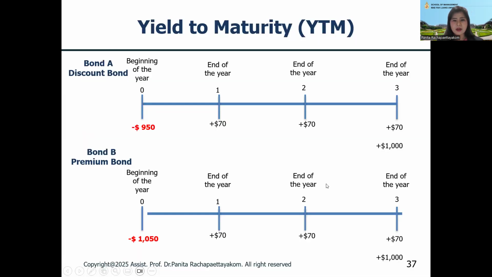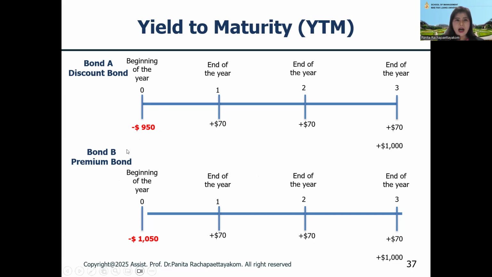So here, in terms of the yield to maturity, I provide you two examples. Example one of the YTM is bond A, the discount bond, and bond B is the premium bond. Please notice that for bond A, the discount bond, at the beginning of the period you pay 950 baht, less than 1,000, which is the par of the bond. At the end of the period you get 1,000 back.